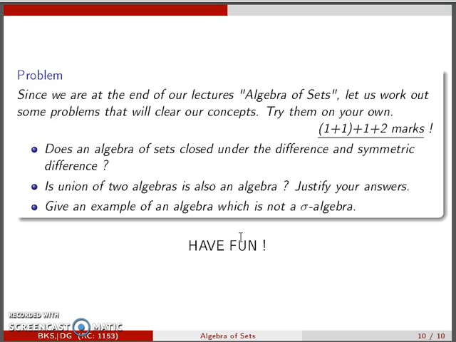For certain problems, we'd like you to deal with the following. This is the nth algebra of sets. Is an algebra of sets closed under difference and symmetric difference? That means if A and B belong to the algebra, whether A minus B would again belong, and so on. Is the union of two algebras also an algebra? Justify your answer. If yes, why? If no, why? And give an example of an algebra which is not a sigma algebra. Take your time. Thank you.